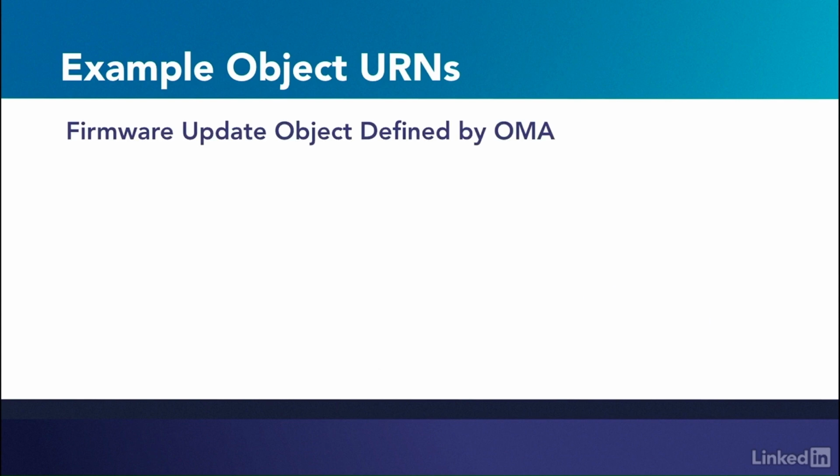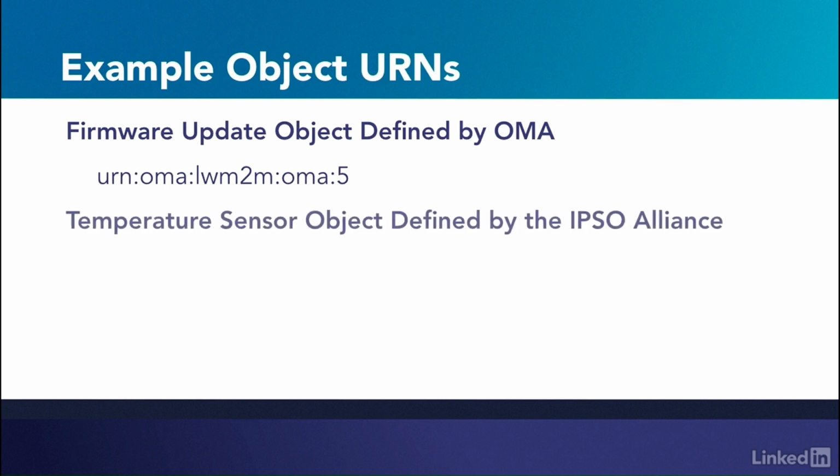Let's see three typical examples. The first example is for a standard firmware update object defined by the OMA Lightweight M2M standard. The second example is the temperature sensor object defined by the IPSO Alliance with the label EXT followed by the object ID 3303.